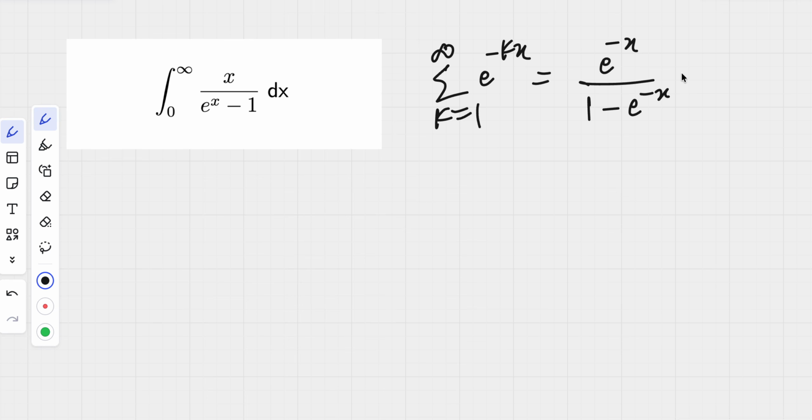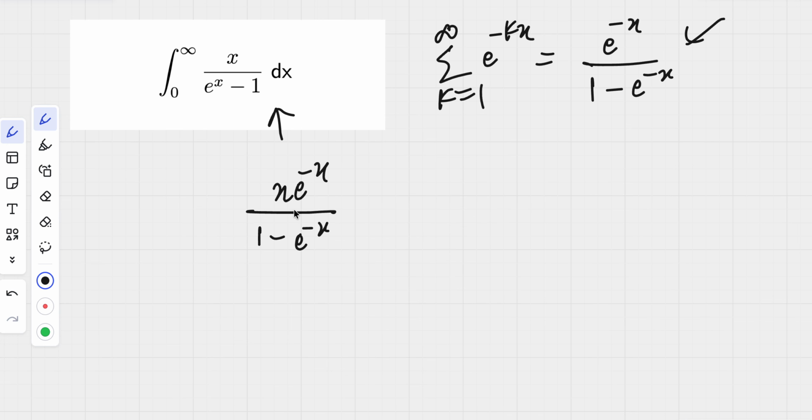So sum of an infinite GP, right? Okay. So we'll try to form this thing over here. So just multiply, divide by e^(-x). So it would be x e^(-x) upon 1 minus e^(-x). So now, leaving the x part, it's this thing only. So we can just write this as x and sigma k from 1 to infinity e^(-kx), right?